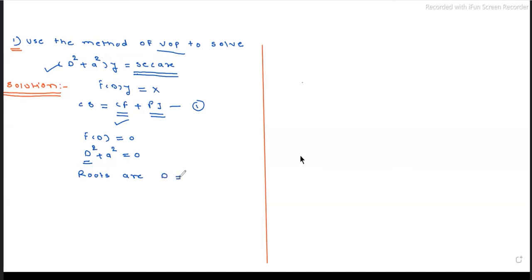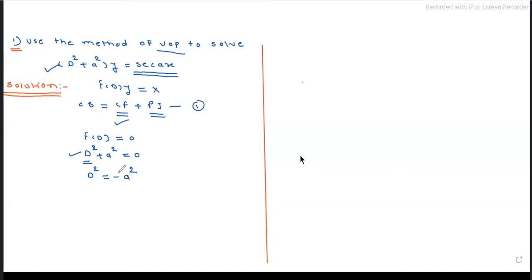t is equal to, and if you find it difficult, we will solve it in steps. Directly writing the roots may seem a little difficult. So for finding the roots, the same equation can be written as t square is equal to minus a square. Okay, t square is equal to minus a square.